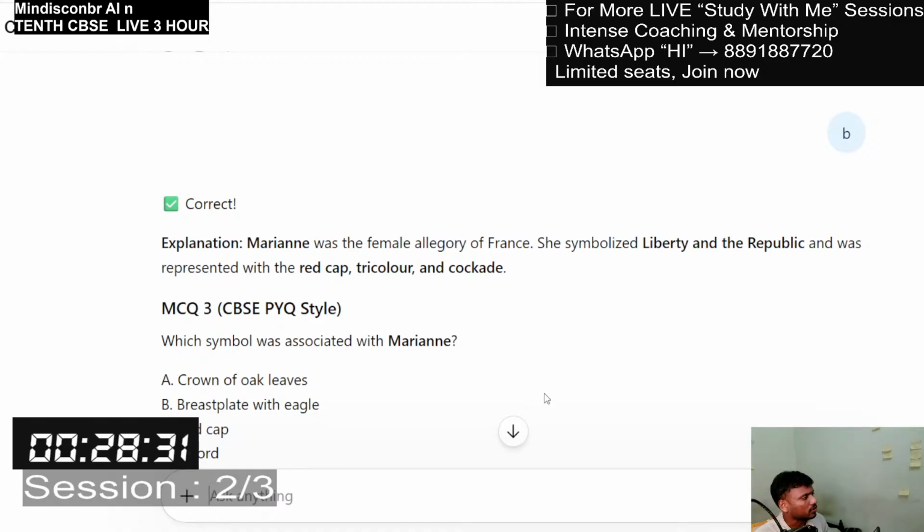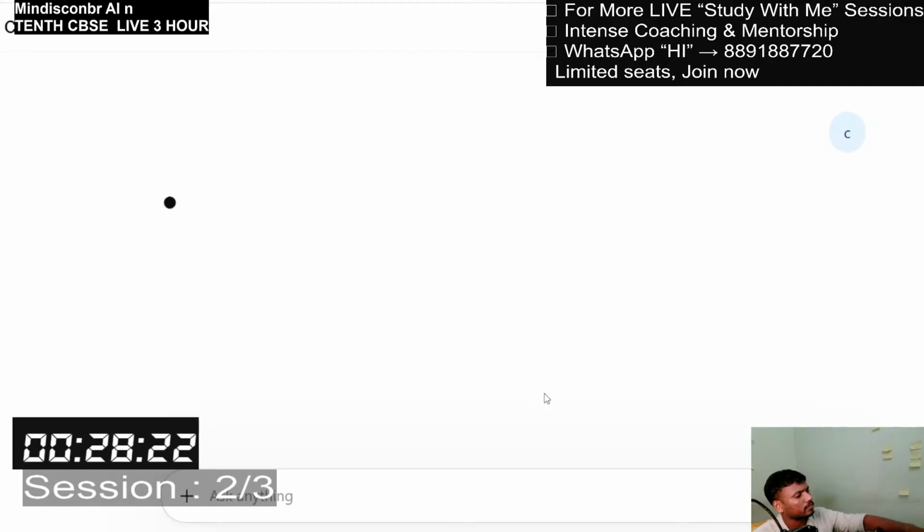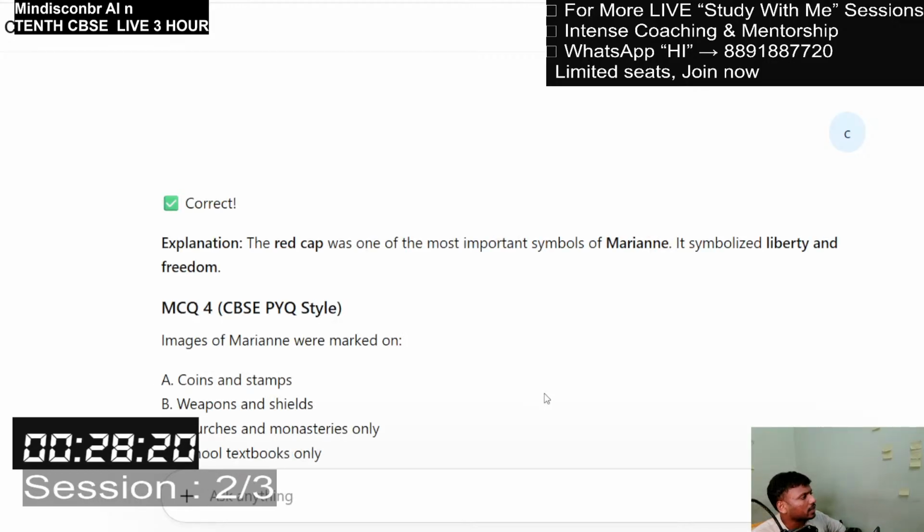Which symbol was associated with Marianne? Red cap. The red cap was one of the most important symbols of Marianne. It symbolized liberty and freedom.